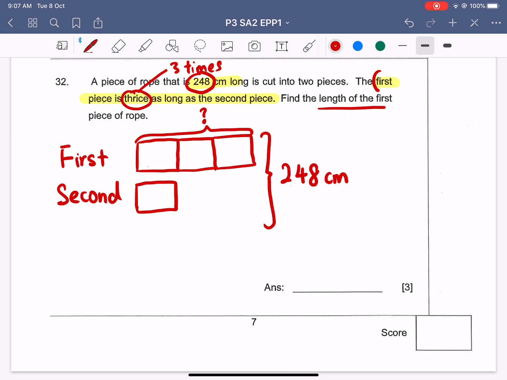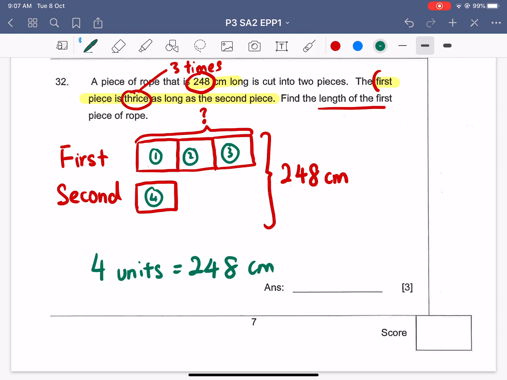Now, remember when we talk about times as many as, 3 times as many as, 4 times as many as, we always think of unitary method. In this case, what is the total number of units that will give you 248? Let's do a count. We have 1, 2, 3, and 4. So all the 4 units add up to 248. So we can write in our first sentence, 4 units gives you a total of 248 centimeters.